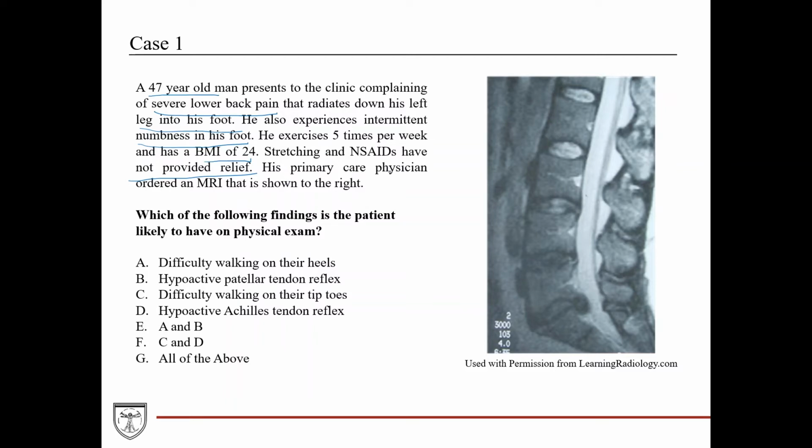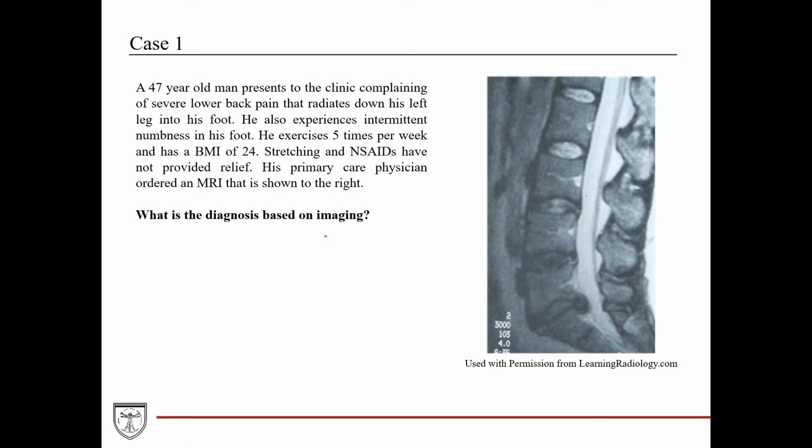His primary care physician has ordered an MRI that is shown to the right here. So we'll go over this image in a second. Let's just look at the question. Which of the following findings is the patient likely to have on physical exam? So this is a secondary level thinking question, or even tertiary level. It's asking you to find the diagnosis, but then based on the diagnosis, what you would expect to find on physical exam to confirm that, because notice that the exam is not given here. So the first thing you need to do is figure out what is the diagnosis based on the imaging. So let's look at the imaging here.